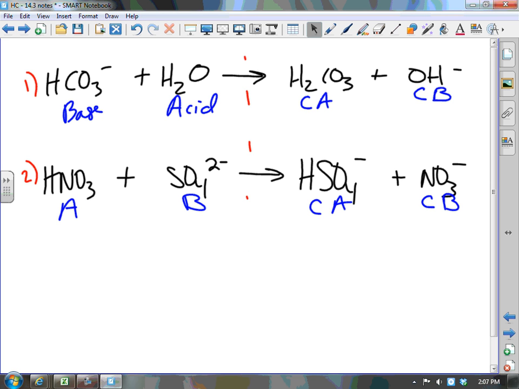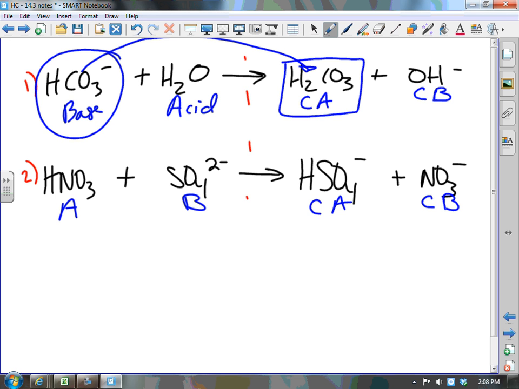Okay, so if we look at these, in the first reaction the HCO3 is a base. The water acts like an acid. How do we know that? Because if we watch here, what happens to the HCO3? It becomes H2CO3. So even though there's a hydrogen in there and we think it's an acid, what happened to it? It actually accepted another hydrogen, another proton. So this chemical is a base. Its leftover piece now has acid-like properties.